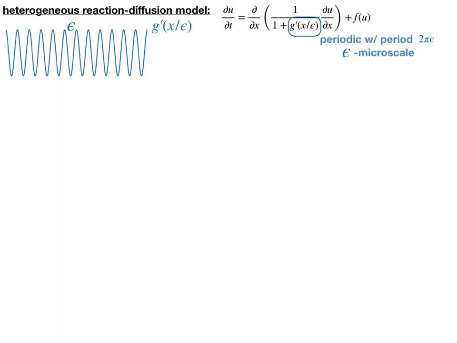And it's periodic, with a period of 2 pi epsilon. So the smaller epsilon is, the more rapid these oscillations go. And the idea is that this microscale is small enough that its effects can sort of be smoothed over when you look at grosser features of the model, like the approximate speed of waves.